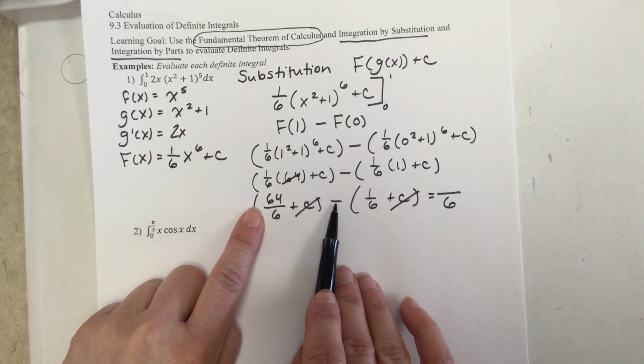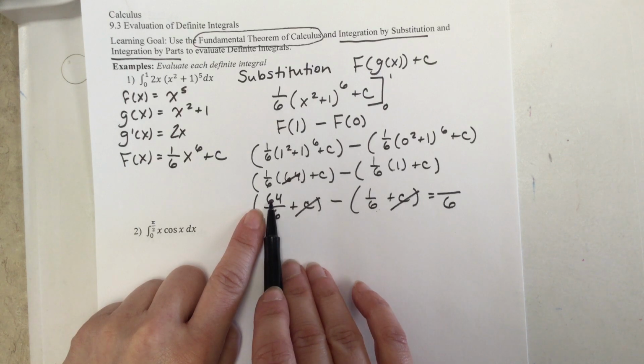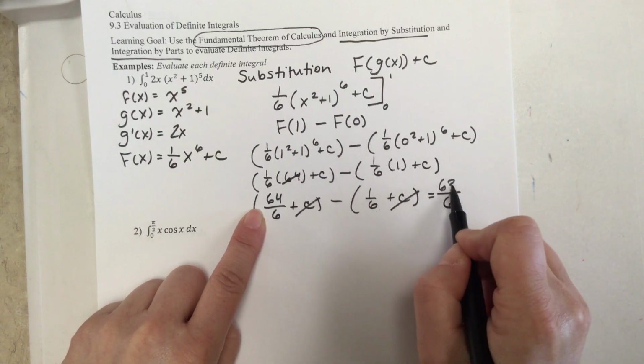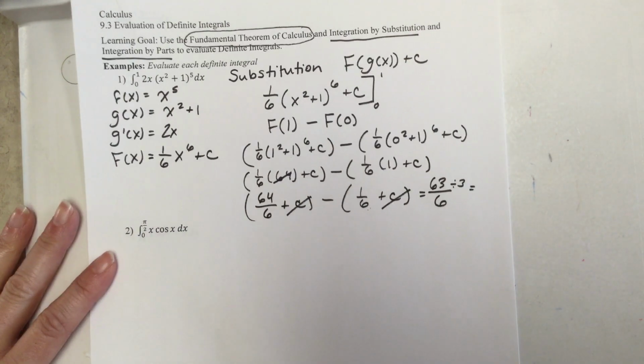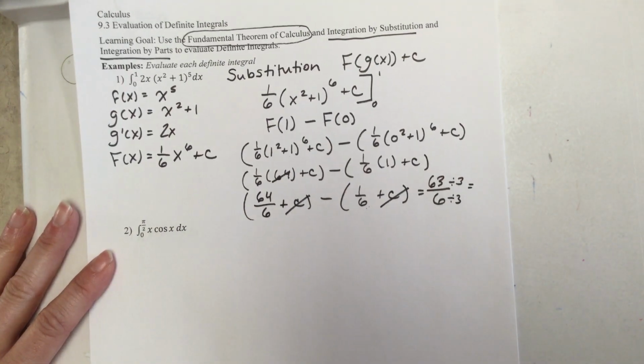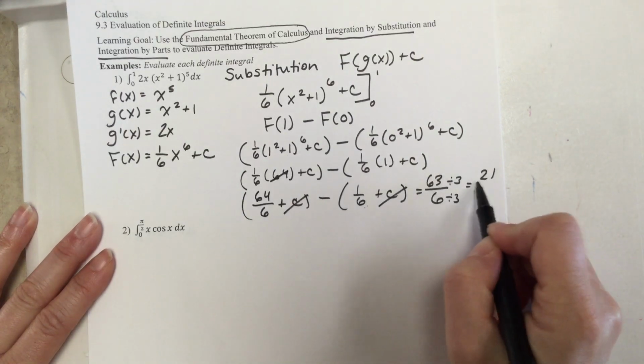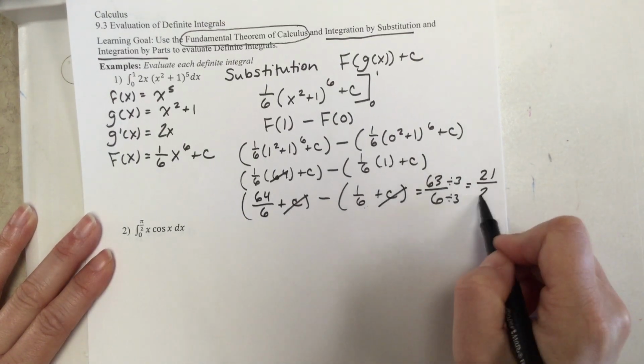When you're subtracting fractions, remember what you subtract is the numerator. 64 minus 1 is 63. Now here's where I'm going to go ahead and divide top and bottom by 3. I can reduce this. 63 divided by 3, I get a 21. 6 divided by 3, I get a 2.